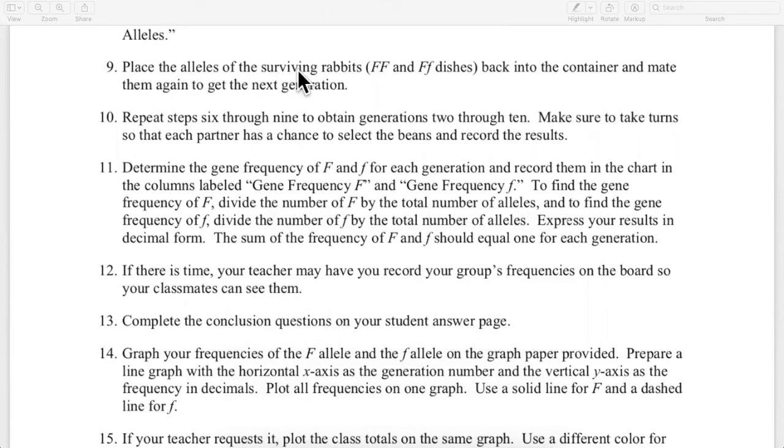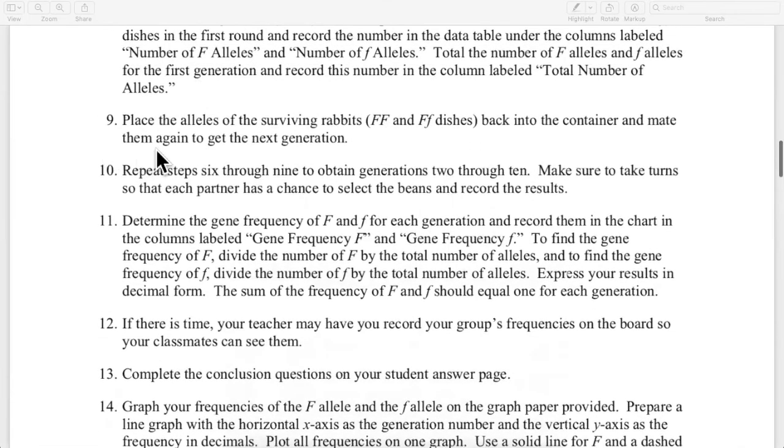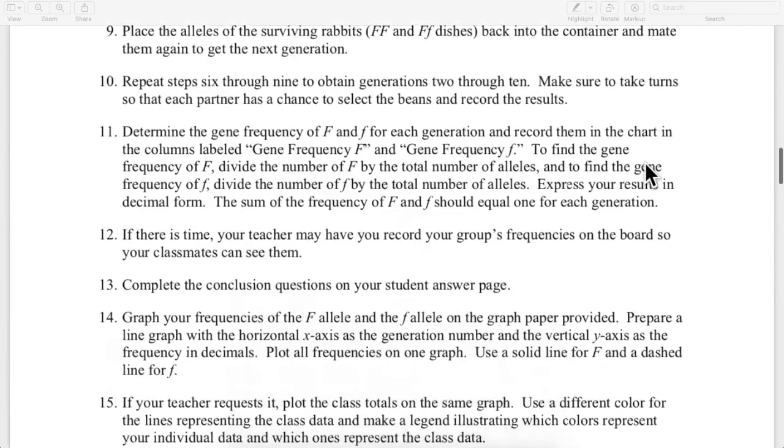Place the alleles of the surviving rabbits, big F, big F and big F, little f, back into the container and mate them again to get the next generation. Repeat steps 6 through 9 to obtain generations 2 through 10. So everything you just did, repeat it for all 10 generations. Make sure to take turns so that each partner has a chance to select the beans and record results. If you don't have a partner, you're doing it all yourself. That's why I did your math.